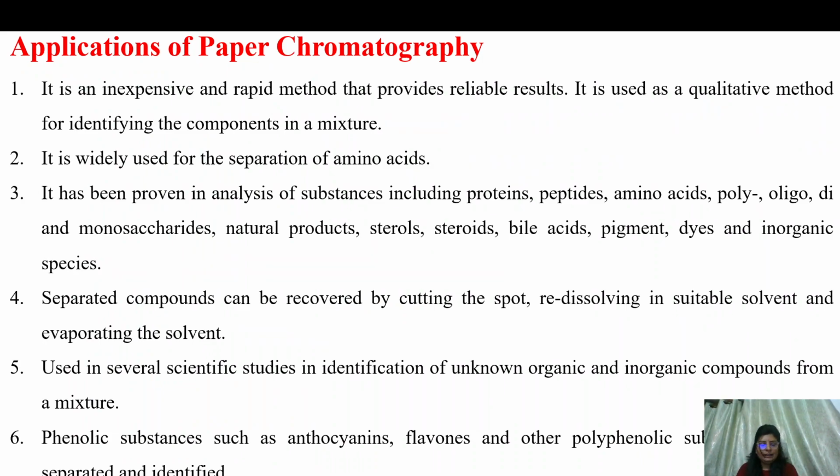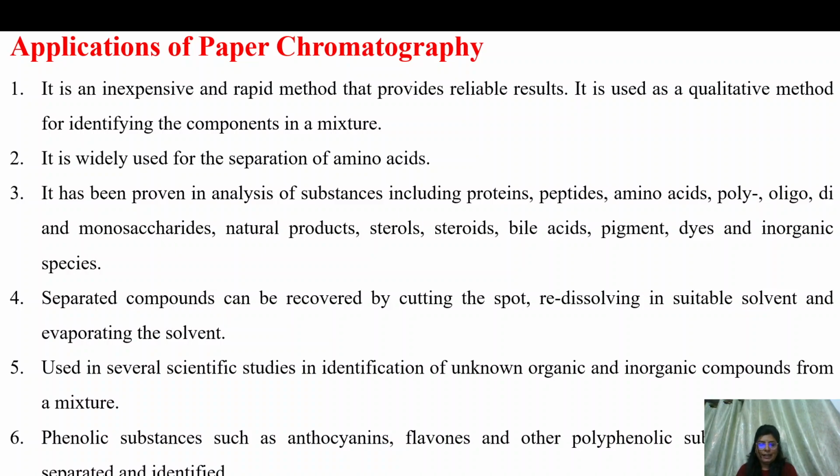Now let's talk about the applications of paper chromatography. Basically it is an inexpensive and rapid technique that provides reliable results. It is used for both qualitative and quantitative identification of a particular analyte, and it is widely used for the separation of amino acids. It has been proven in the analysis of substances including proteins, peptides, amino acids, poly-, oligo-, di- and monosaccharides, natural products, steroids, bile acids, pigments, dyes, and inorganic species.